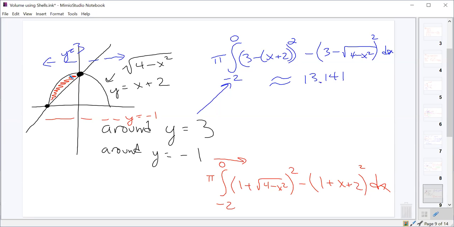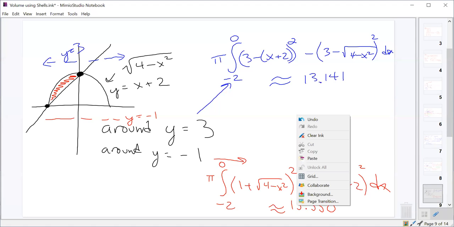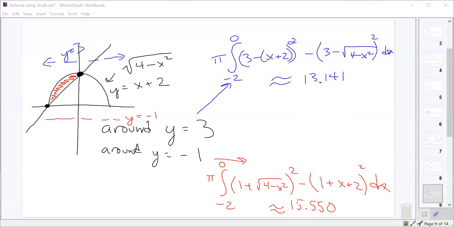Anybody get a value on that last one there? 15.55. Give me at least 3 decimals. 15.550. I'll take it. Anybody agree with that? 15.550? Seems about right. Yeah. Cool. We got the idea? Kind of got the hang of it, hopefully.